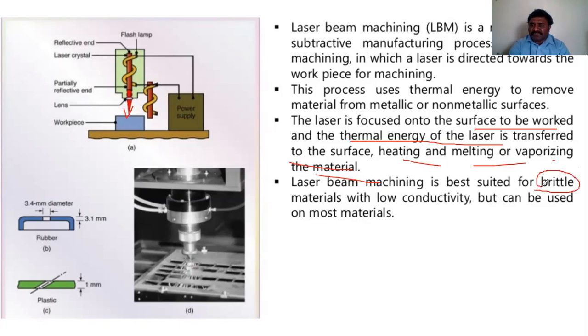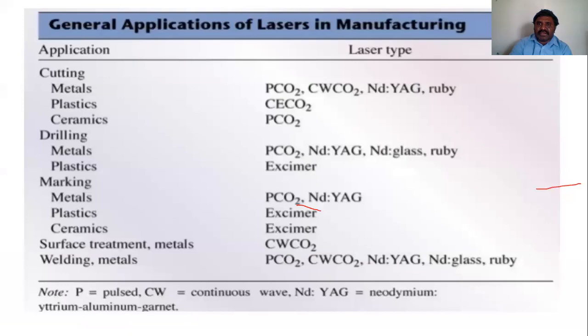Okay, and laser beam machining is best suited, and keep in mind sometimes they will ask a GATE question about in which way laser beam machining takes place, especially for which type of material. So mostly brittle material with low conductivity, but it can be used on most materials. Laser beam machining mainly takes place on brittle material with low conductivity. Okay, clear.